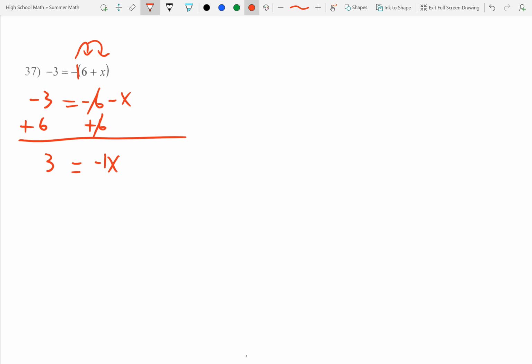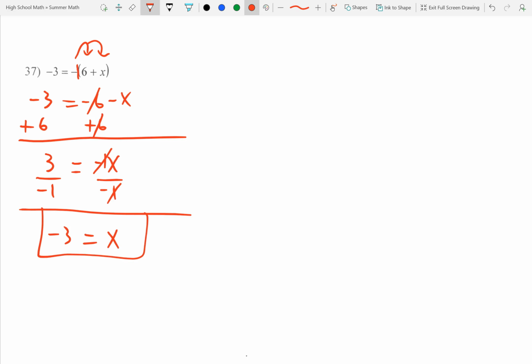Solving for x, this is negative 1 times x. We will divide by negative 1. We're simply looking to undo things. Negative 1 divided by negative 1 is positive 1, or simply x. 3 divided by negative 1 is a negative 3.